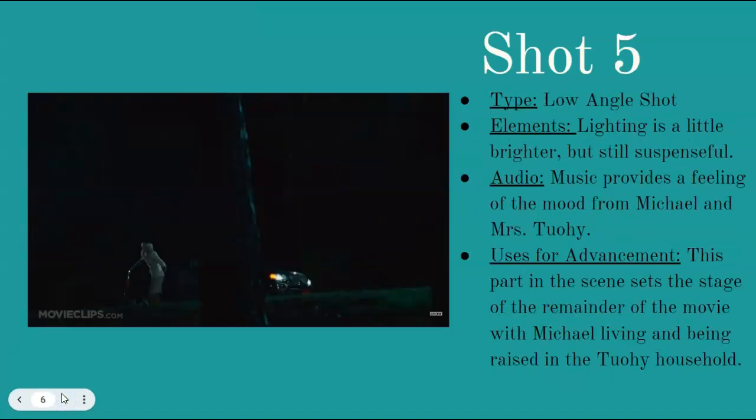So the last shot is a low-angle shot. You can tell it's from down in a hole, with the car being on top of the road. The lighting is a little brighter, but still suspenseful. The music that's playing in the background provides a mood for Michael and Mrs. Toohey. This is when Mrs. Toohey is putting Michael in the back of the car with her family after she has talked with him and realized that he did not have a place to stay.